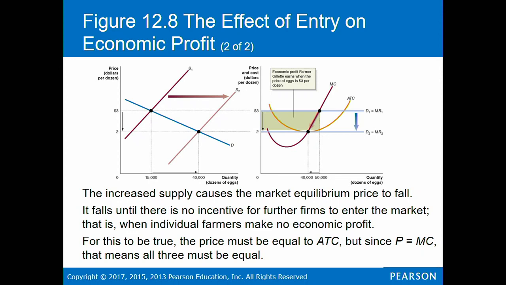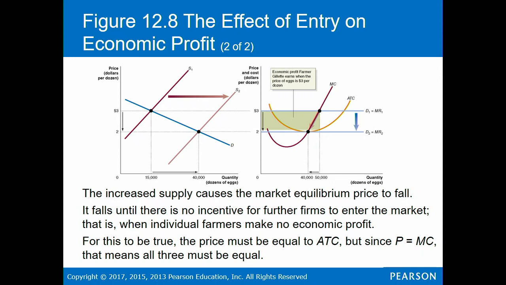As more firms enter the market, remember that's going to shift our supply curve to the right, increase our supply. So for the market overall, it's going to move the price down in equilibrium. So in this case, from $3 to $2. And it's going to push it all the way down to where the marginal cost, the marginal revenue, where the individual firm is going to choose to produce, is equal to the average total cost. So we've gotten rid of all profit in this industry.